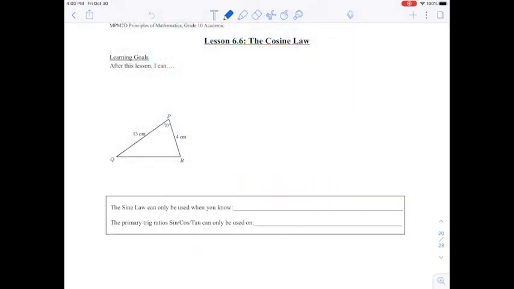Hi everyone, and welcome to the last lesson of the whole year, the cosine law. After this lesson, you should be able to recognize when to use the cosine law, and this is versus the sine law, because I think we know that we're going to use the cosine law and the sine law for non-right triangles.